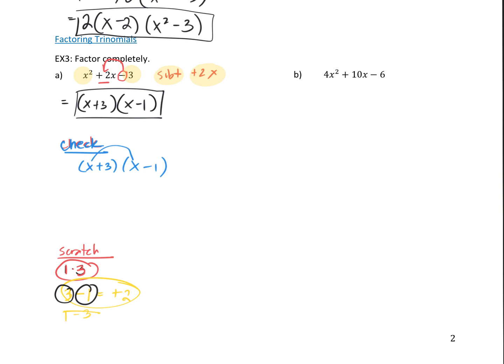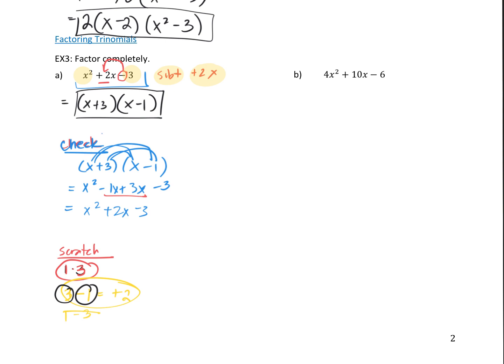So we'll go ahead. X times x is going to be x squared. X times -1, -1. And then we would do the 3 times the x, that's going to be positive 3x, and then the 3 times the -1, -3. Oh, that should have been a -1x. Okay. So then, adding up the like terms of these two, we'll get x squared plus 2x minus 3. And is that what we originally had? It is. So we know we factored correctly.